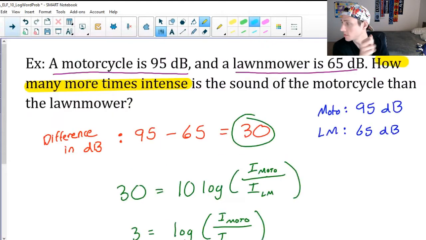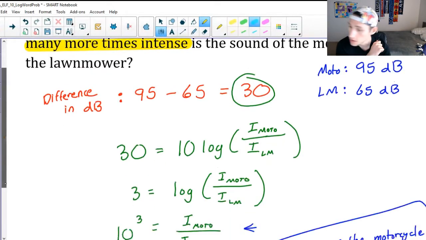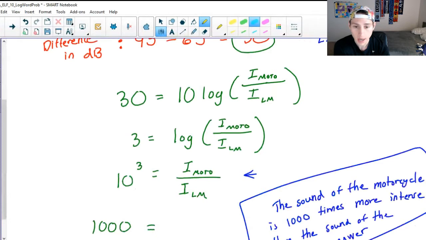Same thing basically, but for the sound and decibels formula. So we started off knowing 95 decibels and 65 decibels, and it was just trying to figure out how many times more intense one is than the other. So find the difference between them, and then we set our equation equal to that. And then it's just solving. Once we do that, in this case, the ratio equaled 1,000. So the motorcycle is 1,000 times more intense than the sound of the lawnmower. So just a quick recap there.